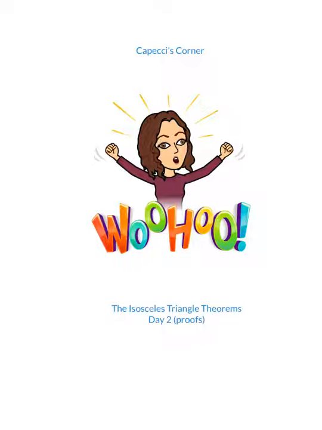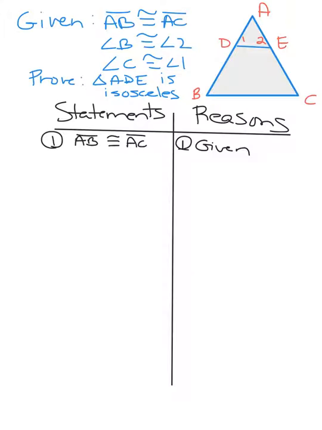On Capechi's Corner today, we're going to talk about the isosceles triangle theorems, and it's day 2, and we're going to look at some proofs. In looking at our first proof, we have some given information, and in the end, we're trying to prove that smaller triangle at the top, triangle ADE, is isosceles.